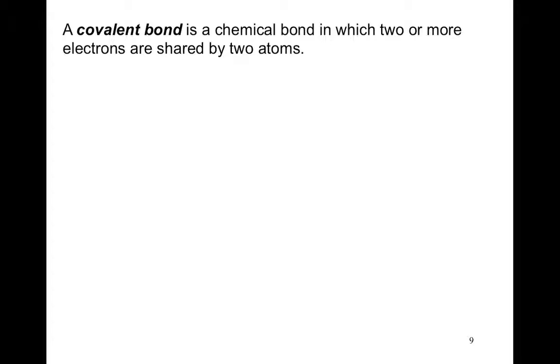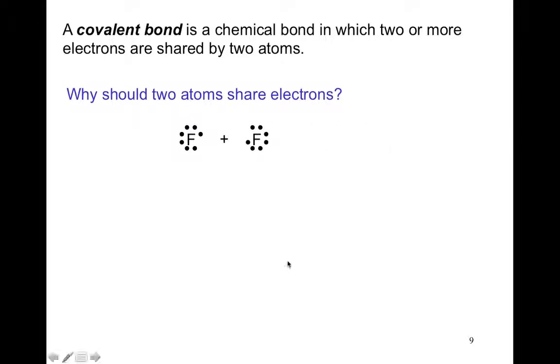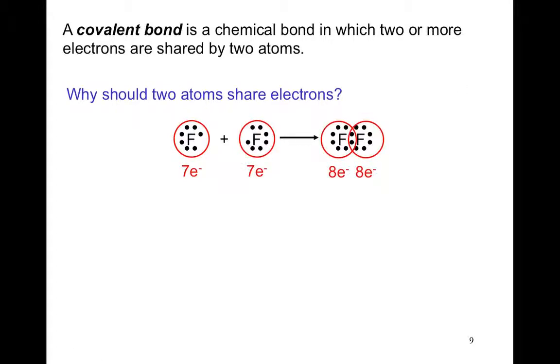So let's switch from ionic to covalent. Covalent bond is a chemical bond where we're sharing electrons. Why would they share electrons? You probably already know the answer to that. It would be to become more stable. If he has 7 and he has 7, if they could share and both have 8, they'd be a lot more stable, and that's exactly what they do. And so we say first fluorine had 7, second fluorine had 7. Now by making that bond, they can both have 8, and they're a lot more stable.